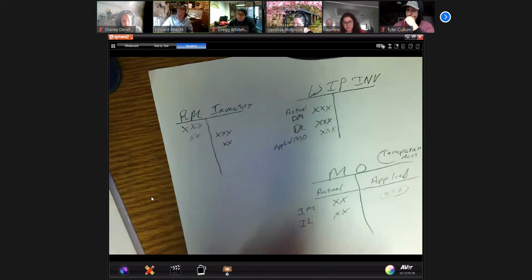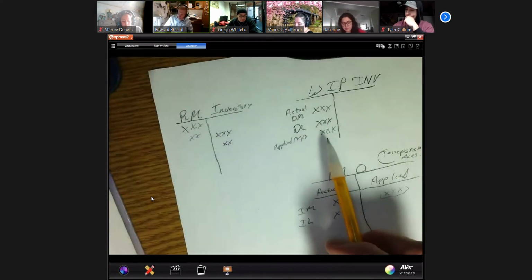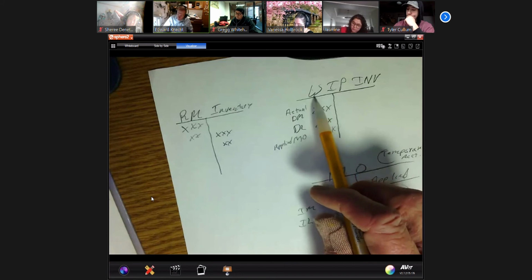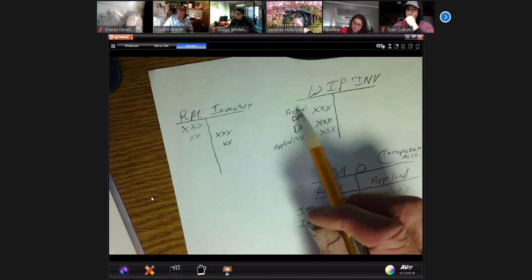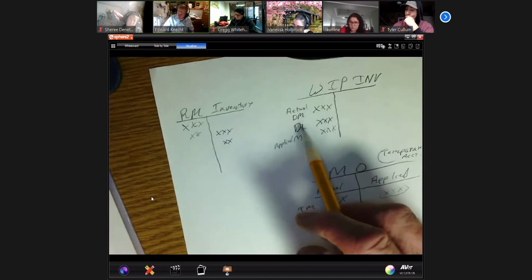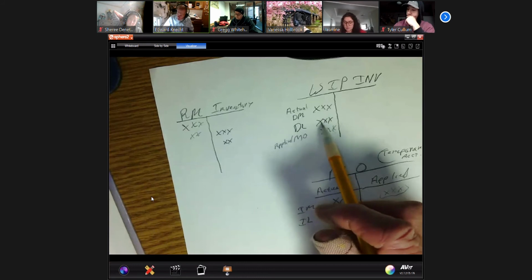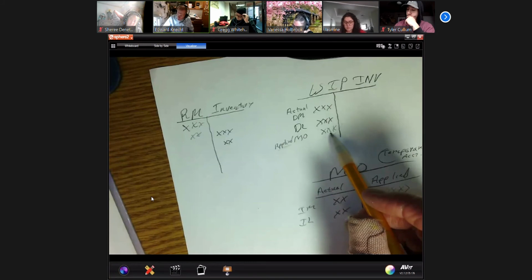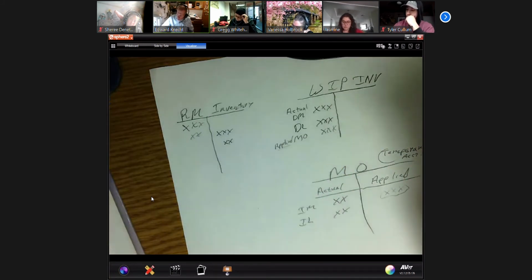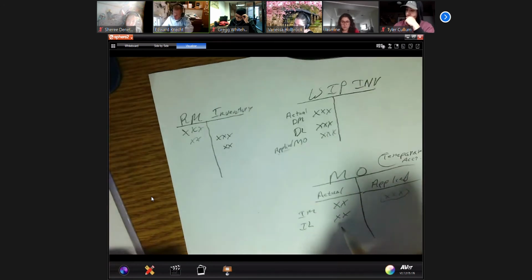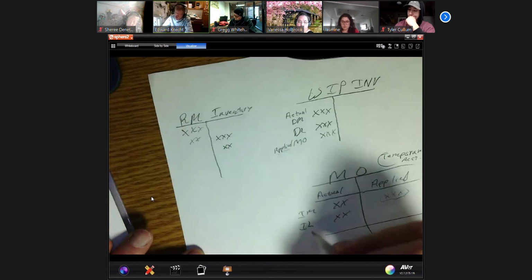You see that? You debit what you're applying to the job. The job's being worked on the floor of the factory. We keep track of actual direct material costs going into that job. We keep track of actual direct labor costs going into that job, but we're applying the manufacturing overhead to that job. We debit work in process and we credit manufacturing overhead.